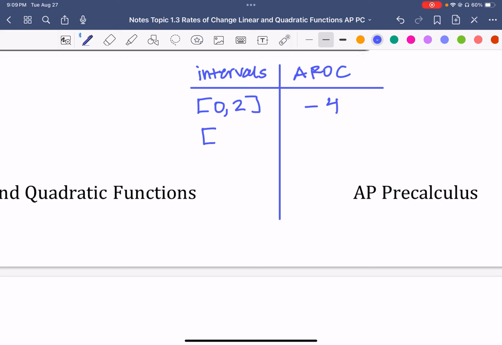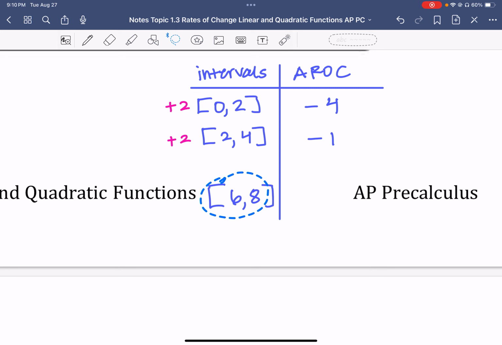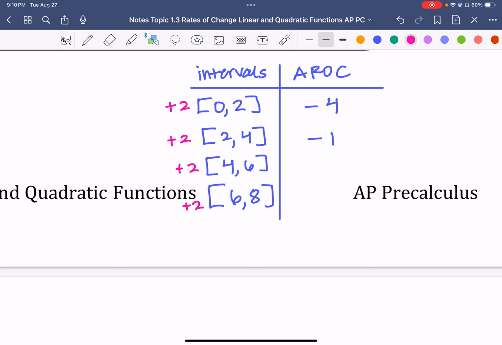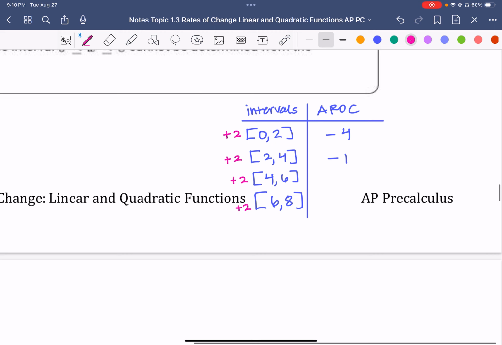Then they said that from 2 to 4, the average rate of change was negative 1. And then they want you to figure out what is the rate of change from 6 to 8. Okay? Well, if you notice on this side, we're always adding 2, right? So from 0 to 2, we added 2. From 2 to 4, we added 2. If I add 2, that means there's 1 missing because I can't jump from 4 down to 8, right? So that means there's 1 missing here that you need to add manually, which is 4 to 6, because it needs to follow the pattern, right? 0 to 2, 2 to 4, 4 to 6, and then you have 6 to 8 because you're always adding 2. Okay, now we're trying to figure out what this number is right here. That's the question. What is the average rate of change for 6 to 8?